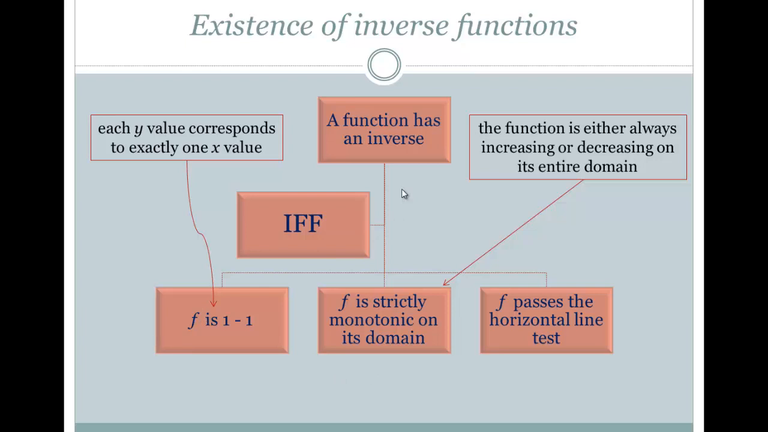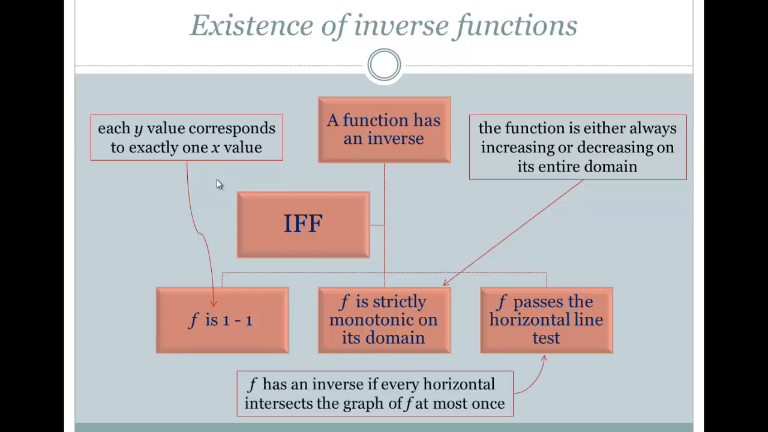One of the easiest ways to look at a graph and tell if it has an inverse is to see if it passes the horizontal line test. The horizontal line test will tell me whether or not a function is 1 to 1. Basically, it says f is 1 to 1, and therefore has an inverse, if every horizontal line intersects the graph of f at most once. So what do I mean by that?